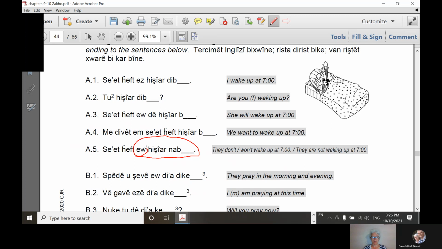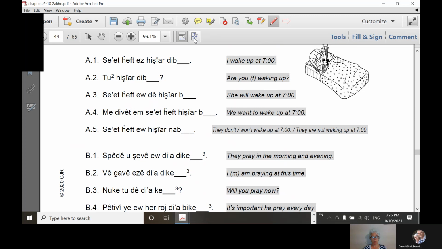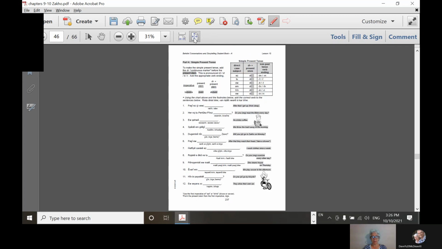There's your subject, ow. Hishiar na, there's your negator. And then because of your ow subject, they, that determines what your verb ending is. And you have to know, is it present, future, or progressive tense? You have to know that from the context. All right, so you could go on with all of these different verbs that I've given you as examples.